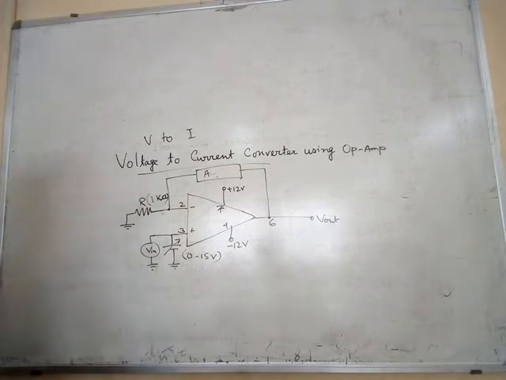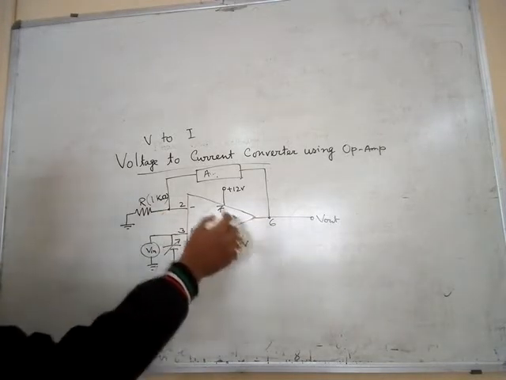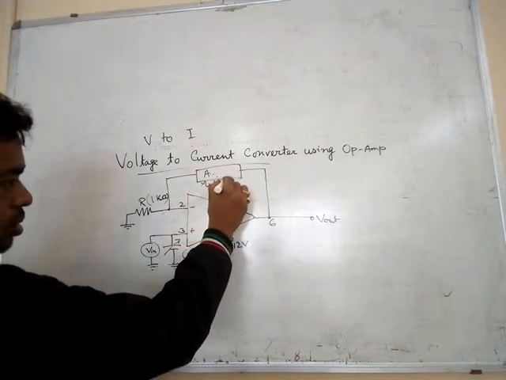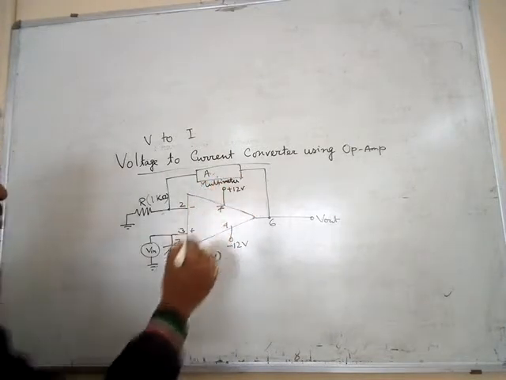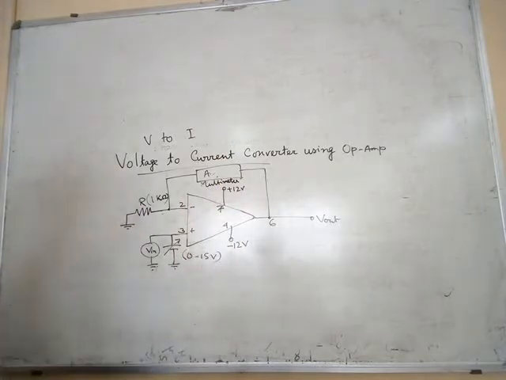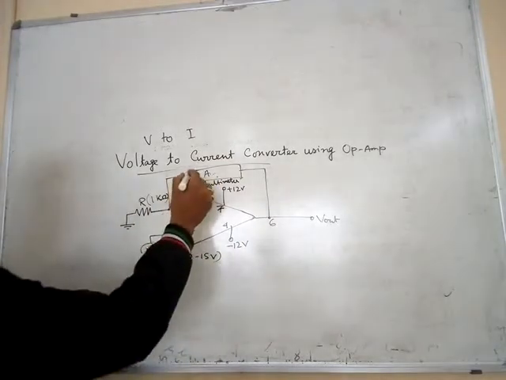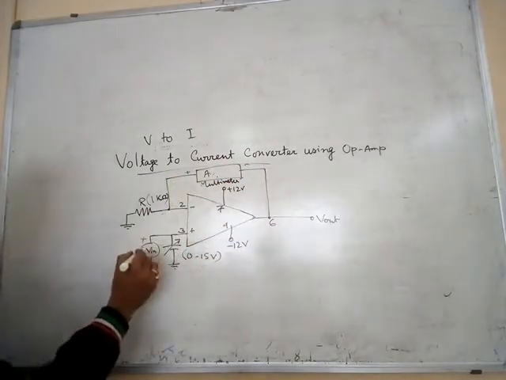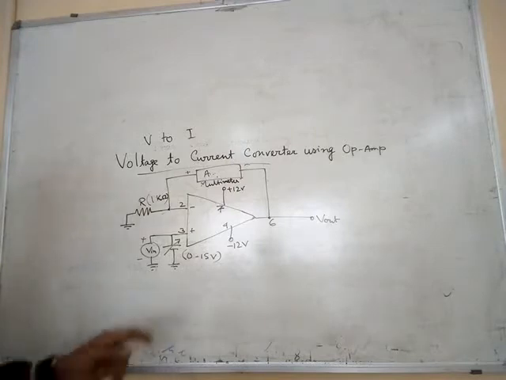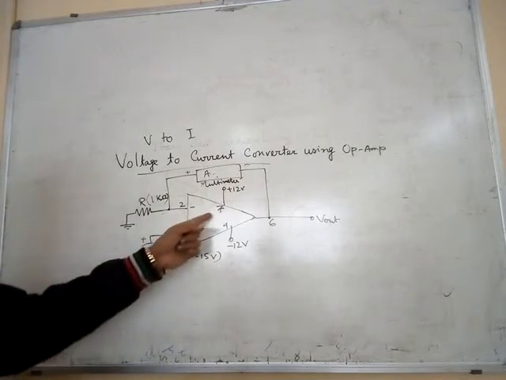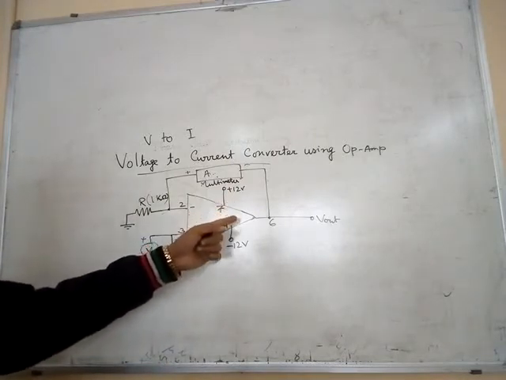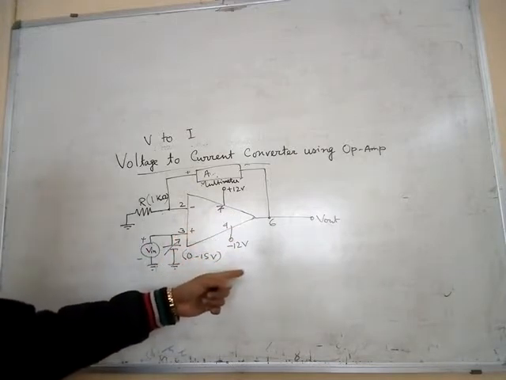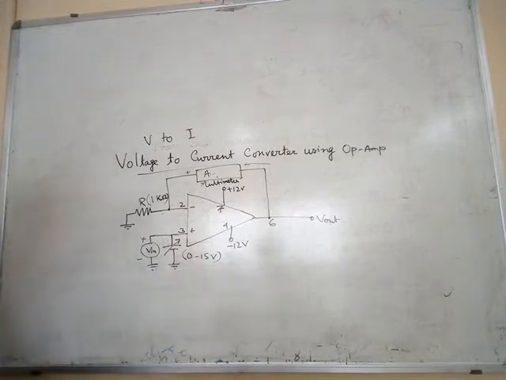Next, pin number 2 and 6 is connected through a multimeter, by which we can get the current. The multimeter symbol I gave. Next, we have to give the biasing voltage. At pin number 7, we have to give plus 12 volt, and at pin number 4, minus 12 volt. So this is the overall circuit diagram.